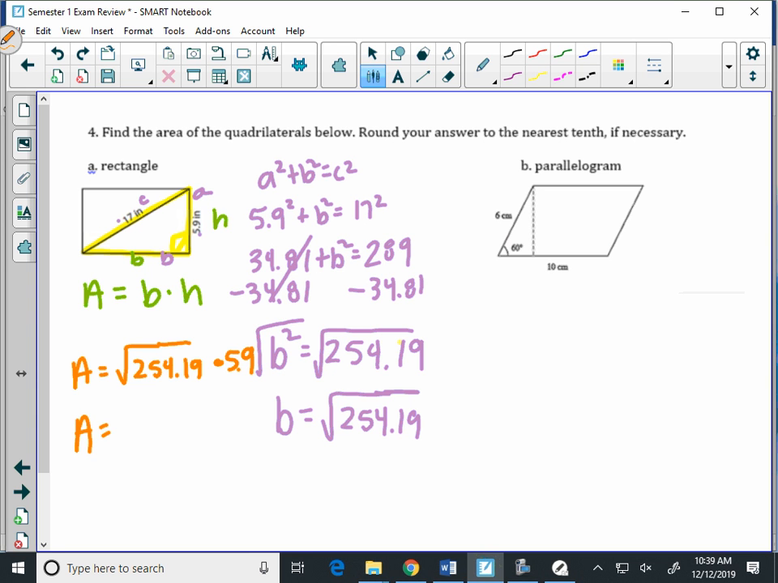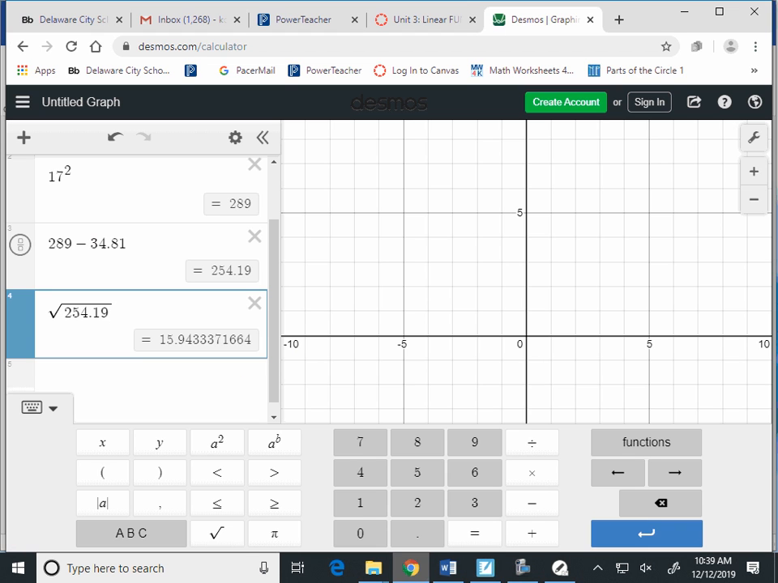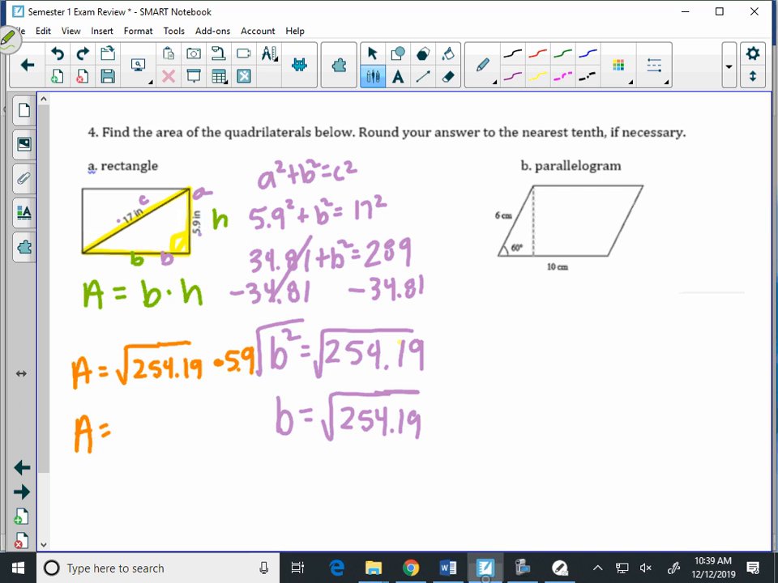So that's what we're going to plug into your calculator or into Desmos. We're going to do the radical of 254.19, which I already typed in there. Make sure you arrow up, times 5.9. When we round that to the nearest tenth, that's one decimal place, so we go one more. That 6 will bump a 0 up to a 1. So we're going to write it as 94.1. And we're going to say inches squared. Done.